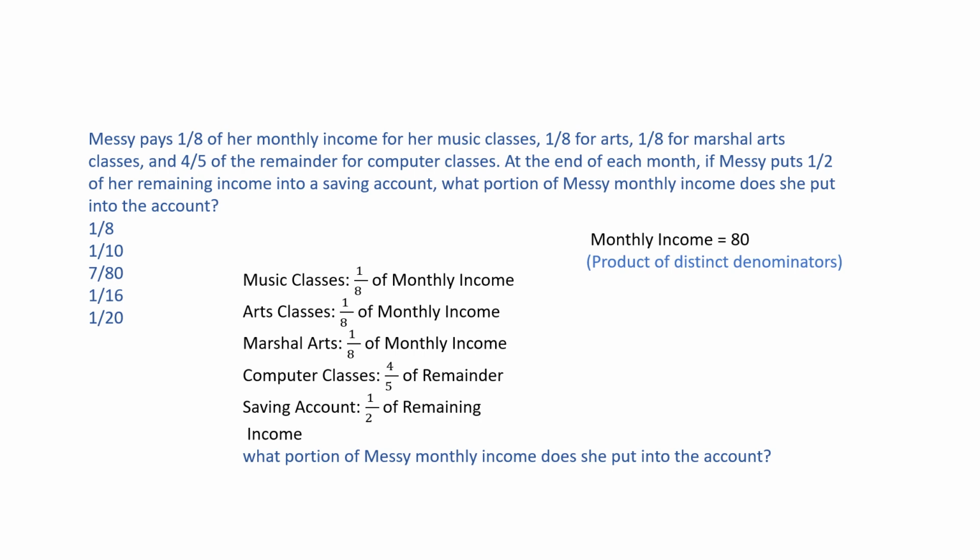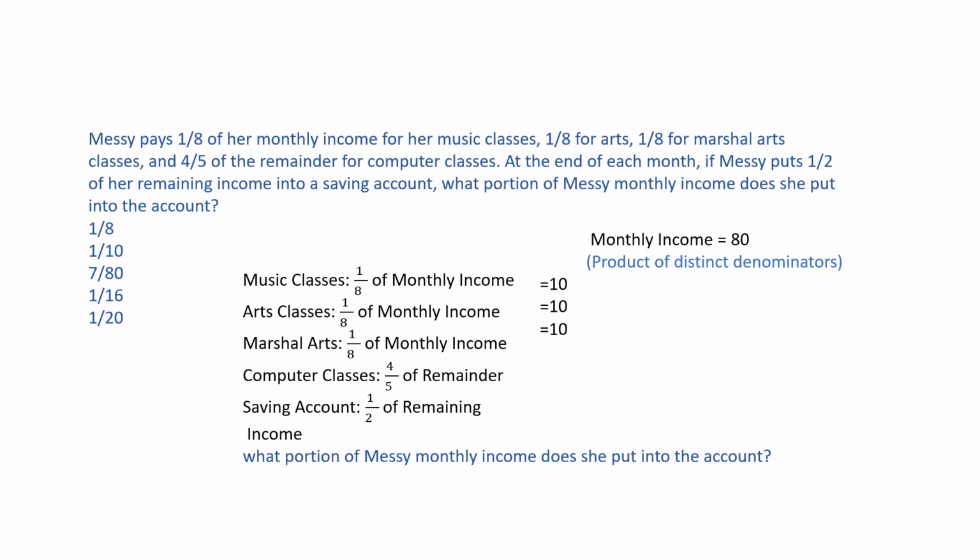Now once we have the starting number in hand, that is the monthly income as 80, for music classes, 1/8 of 80 equals 10. On arts classes, she is spending again 10, 1/8 of 80. Martial arts, 10. Computer classes, she is spending 4/5 of the remainder income, right? So first of all, we need to find out what is the remainder income. Out of 80, she has spent 30 on all these, right? So the remainder income is 50.